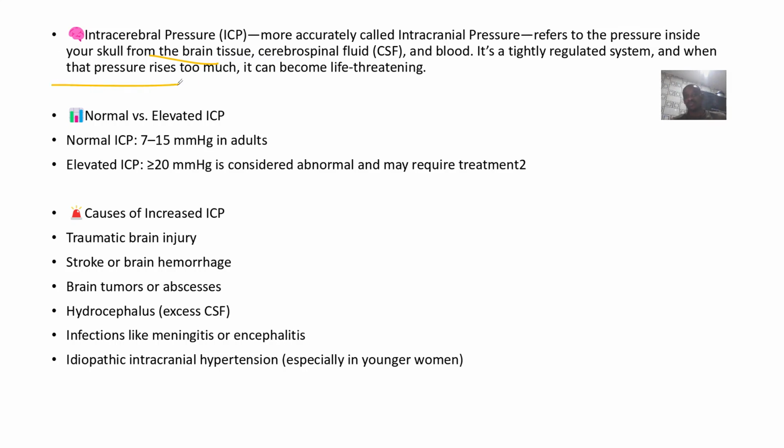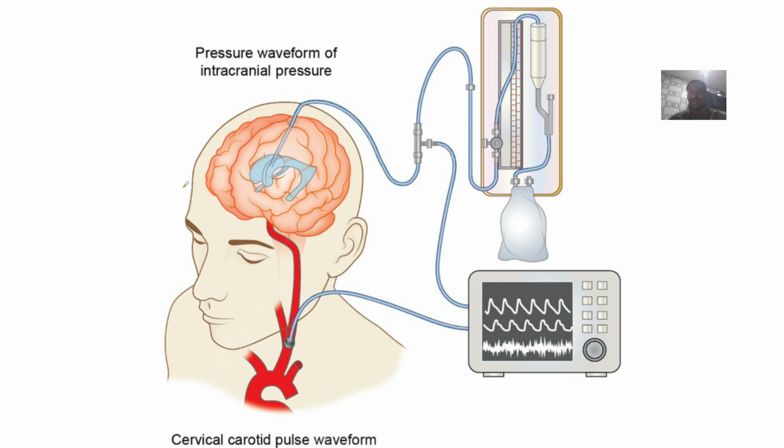So when pressure rises too much, it becomes life-threatening, right? So normally the intracranial pressure should be about 7 to 15 millimeters of mercury in adults. So anything more than 20 is elevated. Do you understand? And it shows that there's a disease condition. So causes of this increased intracranial pressure are traumatic brain injuries, stroke or brain hemorrhage, brain tumors or abscesses, hydrocephalus, infections like meningitis, encephalitis, then idiopathic intracranial hypertension. Idiopathic, that's when the cause is not known.